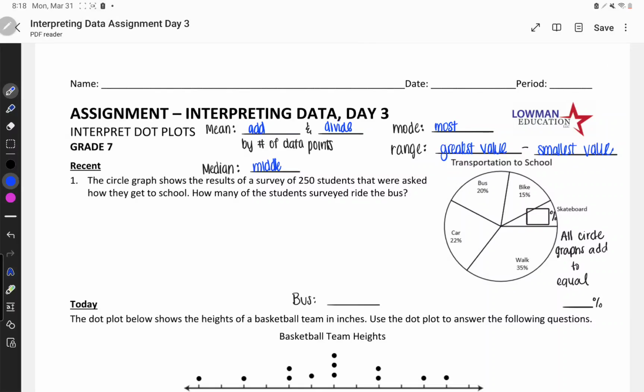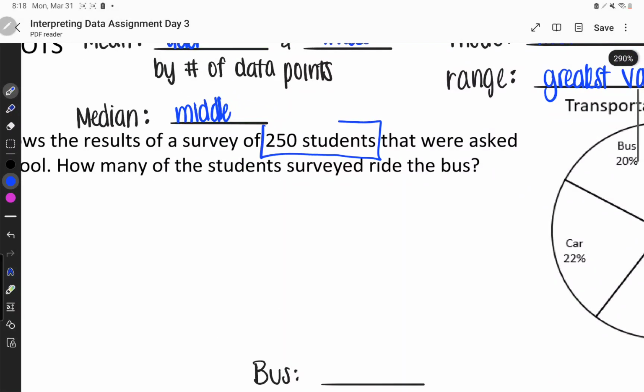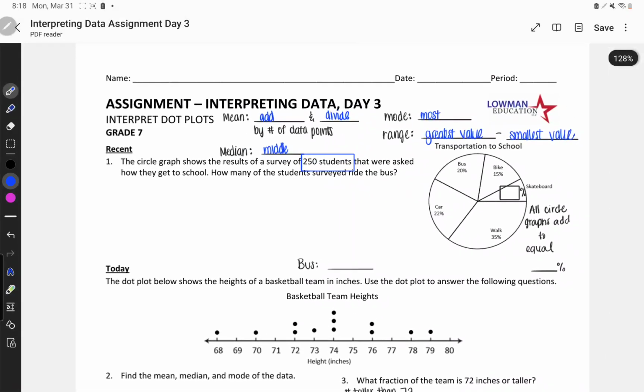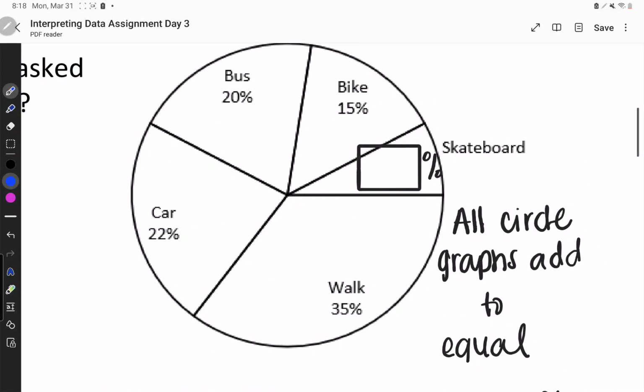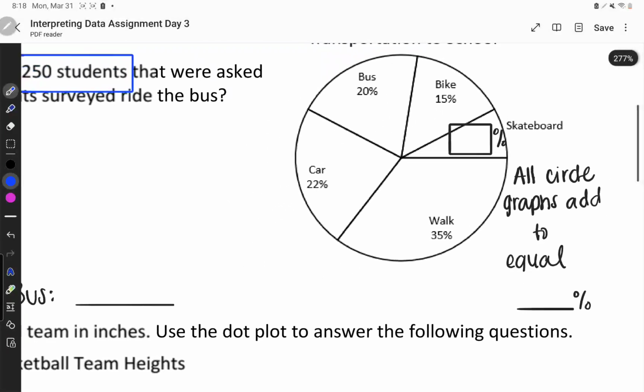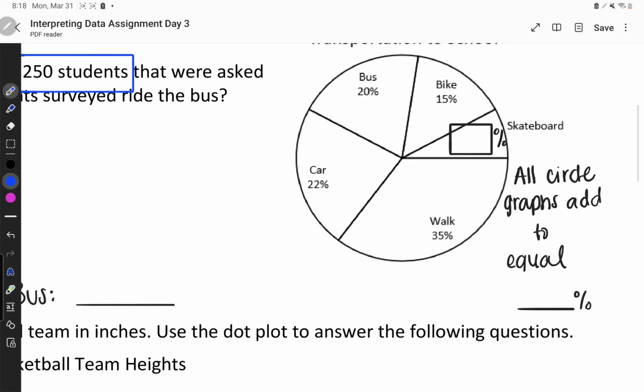All right, so this circle graph shows a survey of 250 students that were asked how they get to school. How many of the students surveyed ride the bus? Well, the first thing I see about this circle graph is that there is a blank for skateboards. I know that all circle graphs add to equal 100. So how would I figure out what the blank is for skateboards? I would take all of my numbers and add them together. So I have 20 plus 15 plus 35 plus 22.